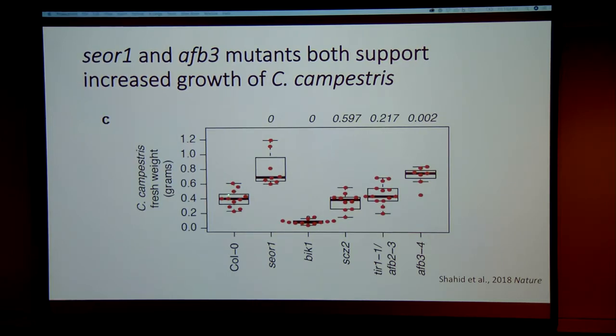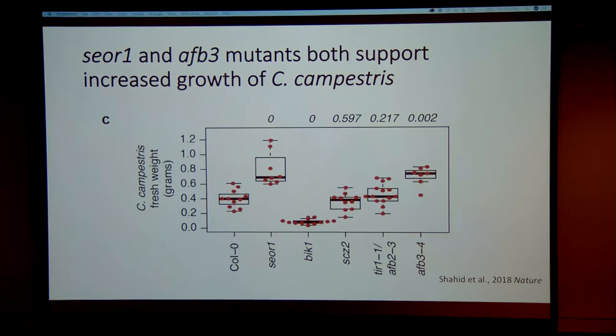Col0 here is wild type. So this is the typical sort of amount we get. And we can see in 2 of the cases, SUR1 right here and AFB3 here, we have a significant increase in Cuscuta biomass when growing on these mutants. In another 2 cases, no, we don't see any difference. And this one goes the opposite way of our prediction.